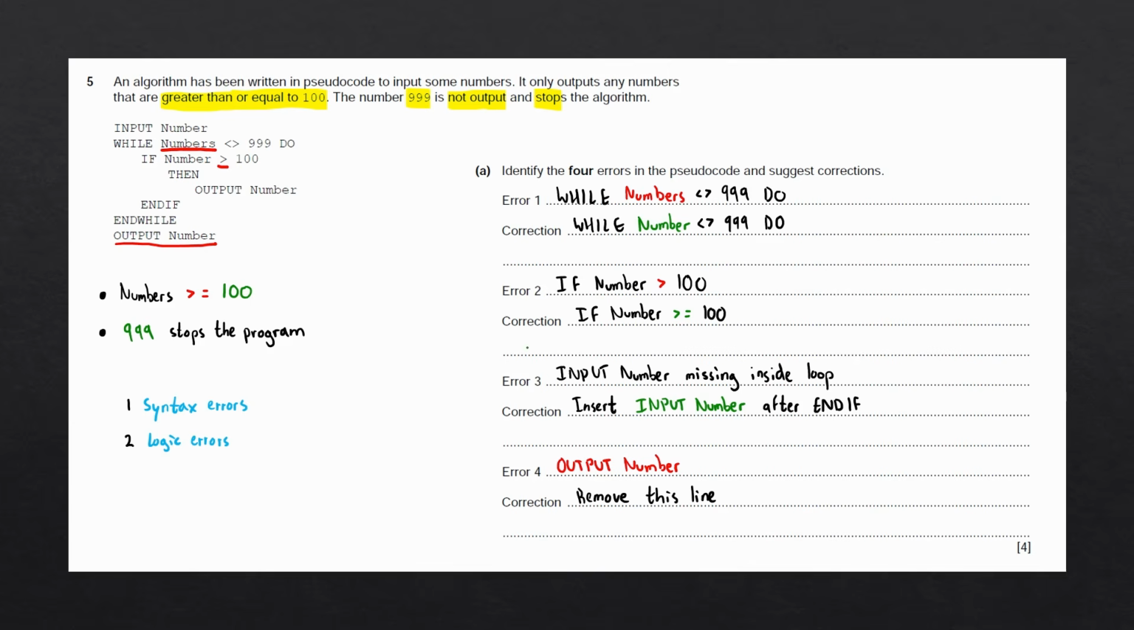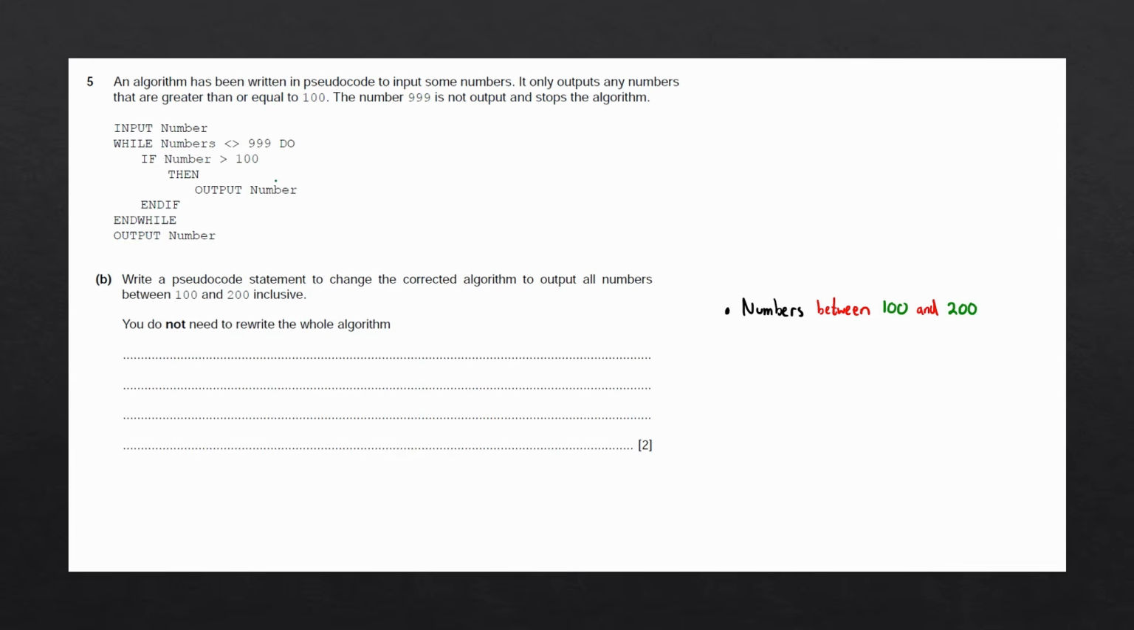The code that took care of this was this if statement, which checked if number is greater than or equal to 100 if we look at the corrected algorithm. This means that we're going to change this if statement in our new algorithm. In the if statement, we want to check if the number lies between 100 and 200 inclusive. Since we don't need to rewrite the whole algorithm, we can simply write the updated if statement in our answer.